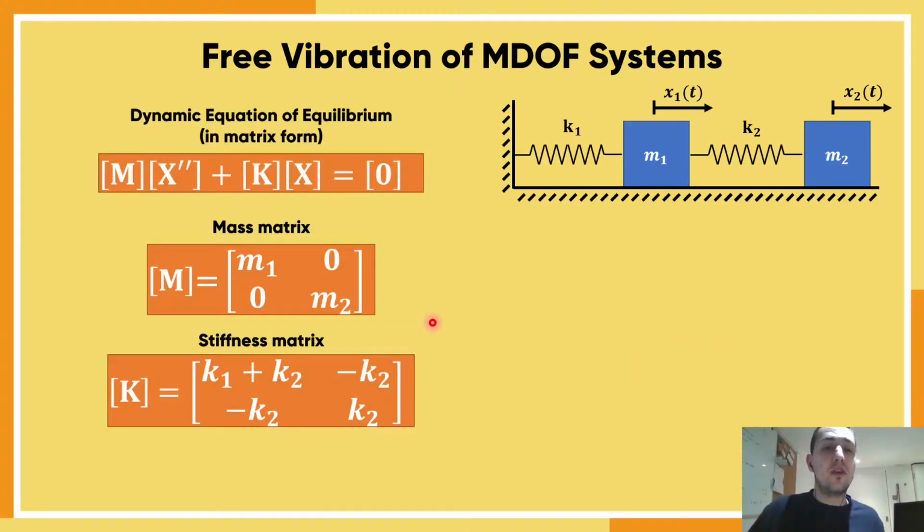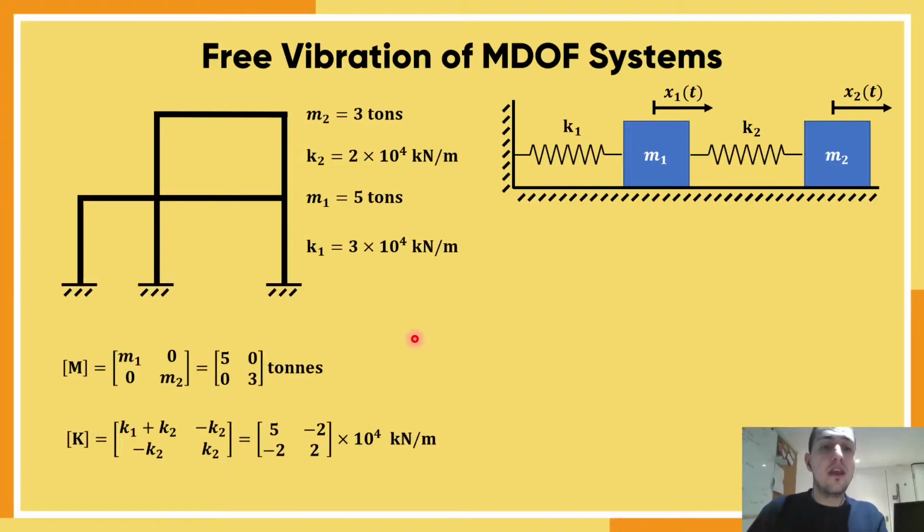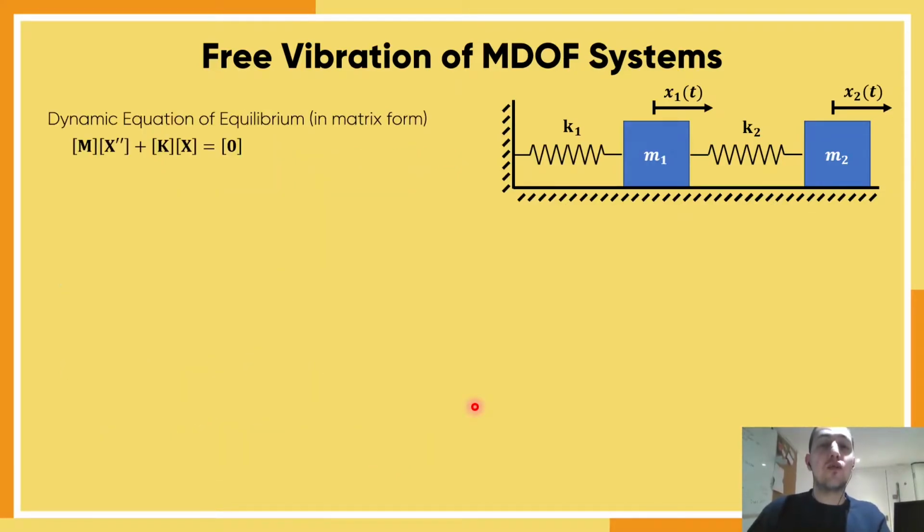From the previous videos, if you remember how we defined the mass matrix and the stiffness matrix, we can in this particular example write our mass matrix as M1, 0, 0, M2, where M1 is 5 tons, and M2 is 3 tons. In terms of the stiffness matrix, we have K1 plus K2, so that's 3 plus 2, it's 5, and then minus K2 and K2, so minus 2, 2, and all of this matrix times 10 to the 4. So let's put this example in the fridge for a little bit, and let's look into the mathematics.